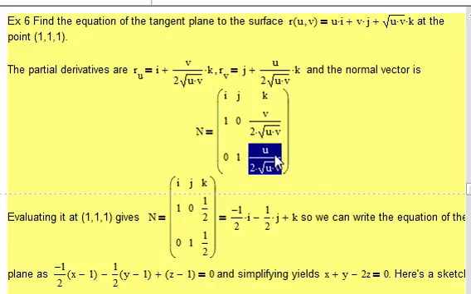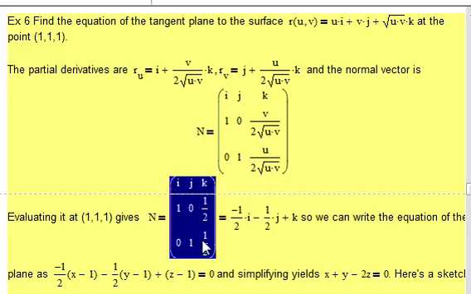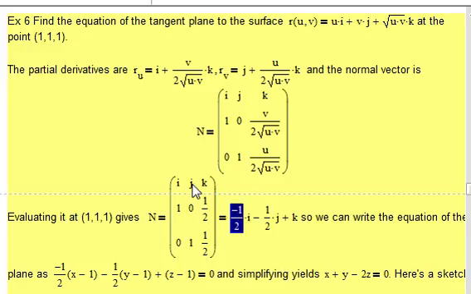So is that. And so here is our normal vector. It's not necessarily a unit normal vector, but any old normal vector will do when we want to find the equation of a plane. So there is, by the way, that's i times 1/2, 0 minus a half, so negative a half i, minus j times a half minus 0, so minus a half j, and plus k times 1 minus 0, so plus k.